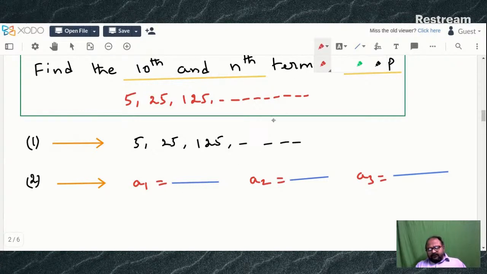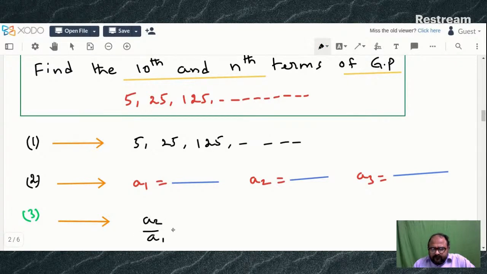Now, step 3. In step 3, you should find the ratio. That is, you should calculate A2 by A1 and also A3 by A2.